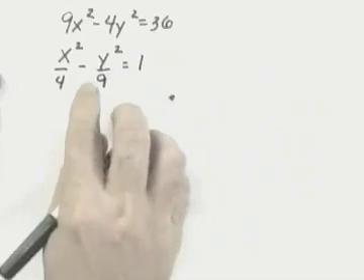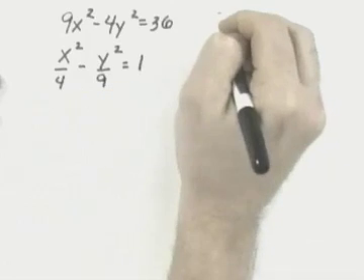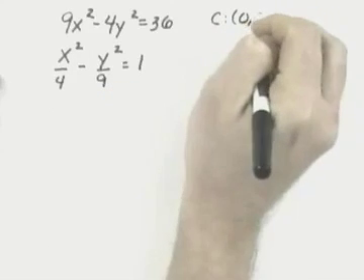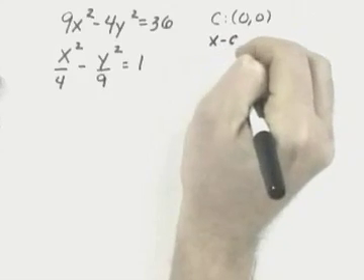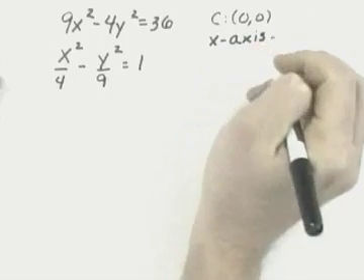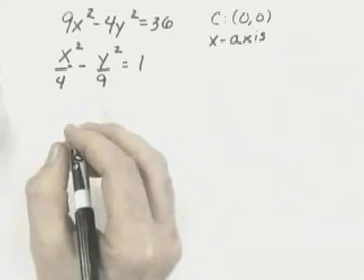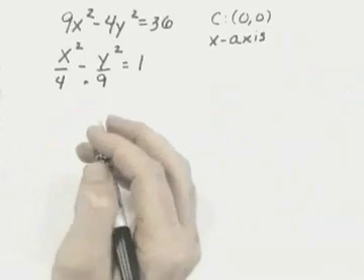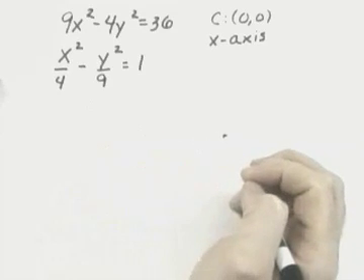What we should notice immediately is that this is an equation of a hyperbola whose center is the origin and whose transverse axis is the x-axis. We know the transverse axis is the x-axis because the x squared term is the first term. Had the y squared term been the first term, then the transverse axis would have been the y-axis.